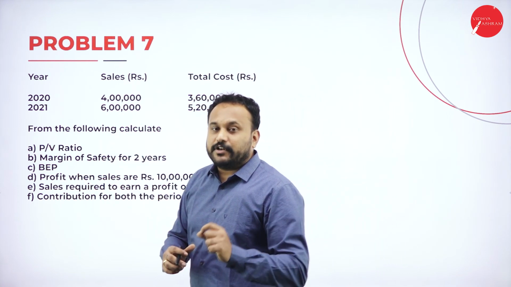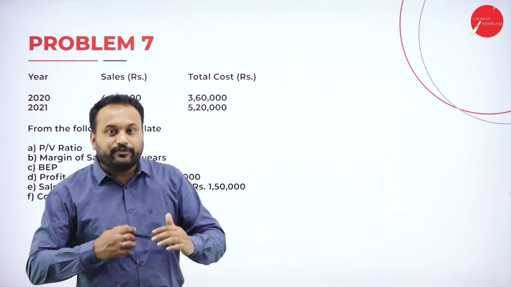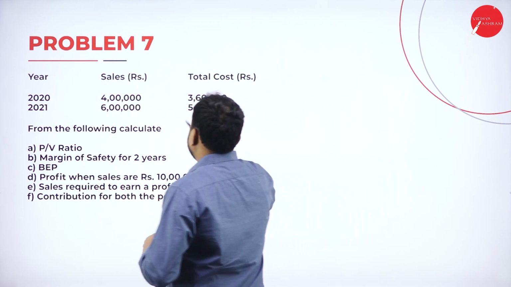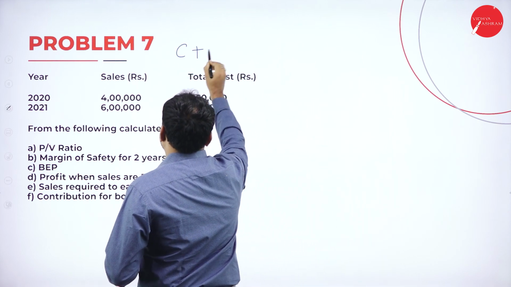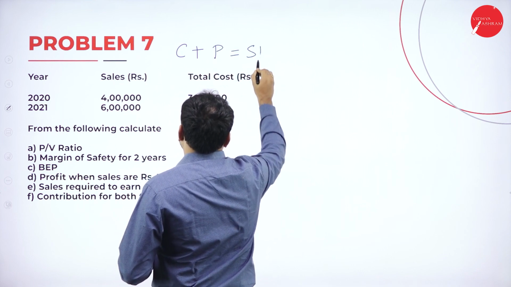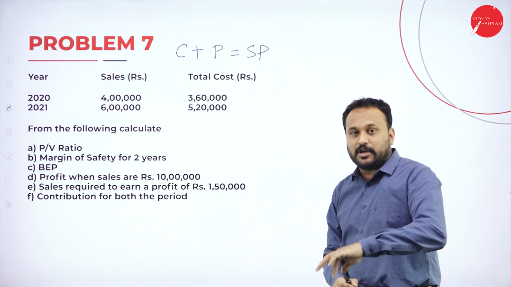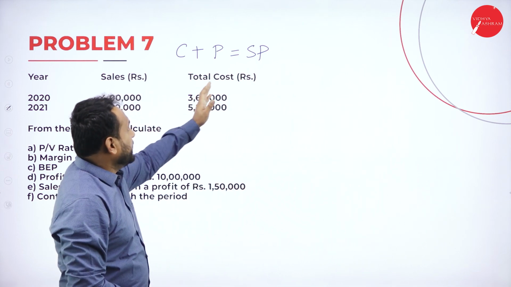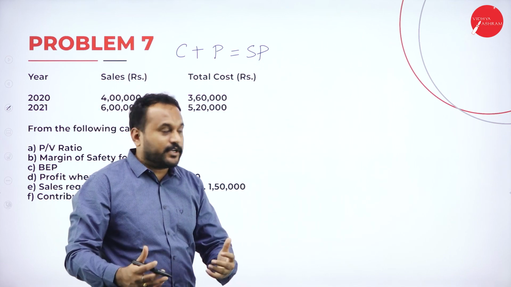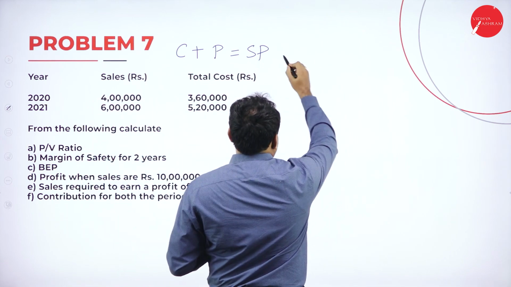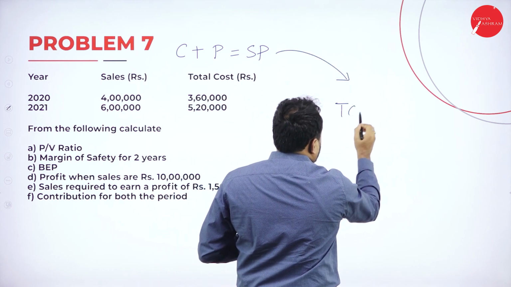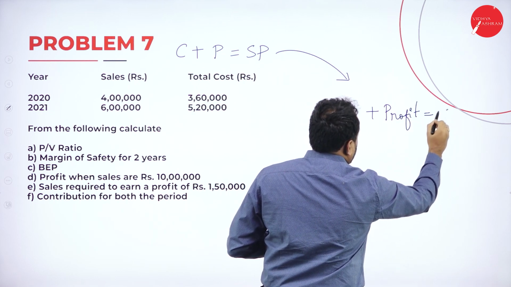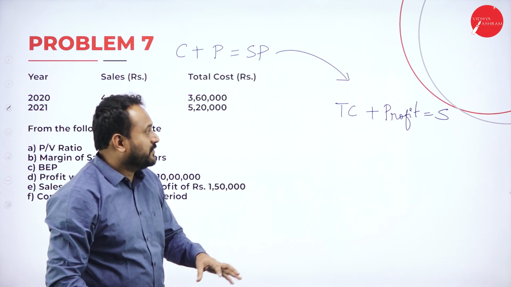Now understand, whenever you get total cost, you need to frame a question to yourself. So what is exactly this? I'll give you a hint. Cost plus profit is equal to selling price, correct? So we know that cost plus profit is equal to selling price. That means cost per unit plus profit per unit is equal to selling price. Selling price is always per unit. The same way, total cost plus profit is equal to sales.